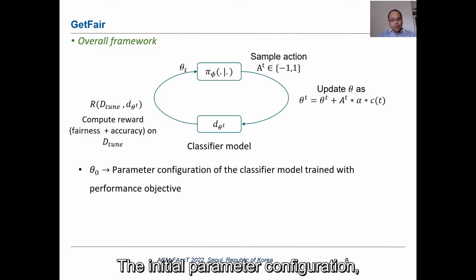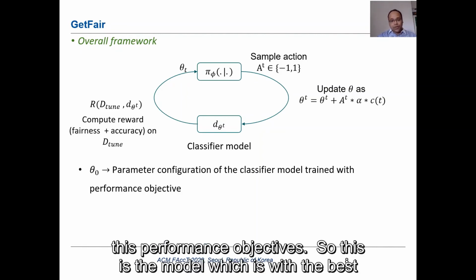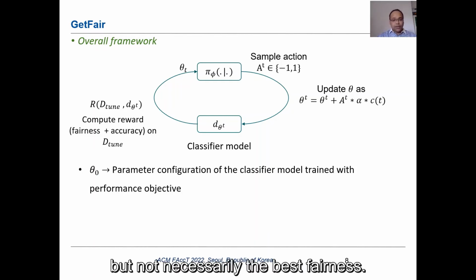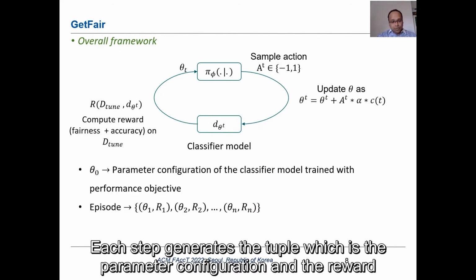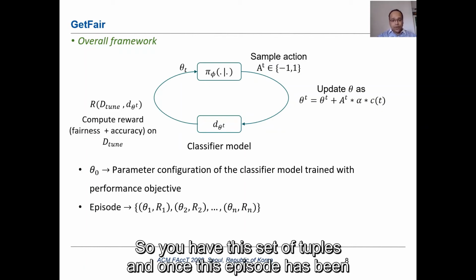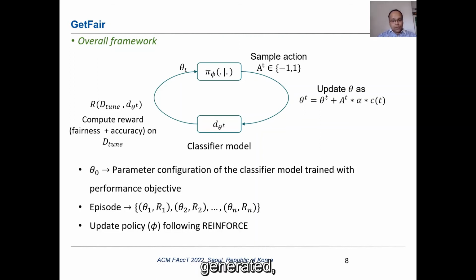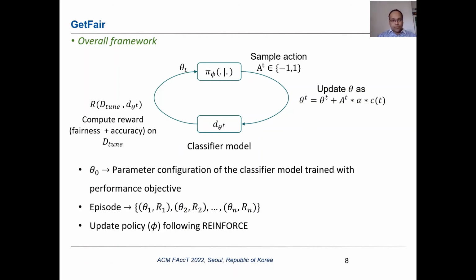The initial parameter configuration or theta 0 is the same as that of the trained model, which has been trained with this performance objective. So this is the model which is with the best accuracy, but not necessarily the best fairness result. Each step generates this tuple, which is the parameter configuration and the reward, and one episode is basically all the steps that the policy goes through. So you have this set of tuples, and once this episode has been generated, we update the parameters of the policy phi following the REINFORCE algorithm.